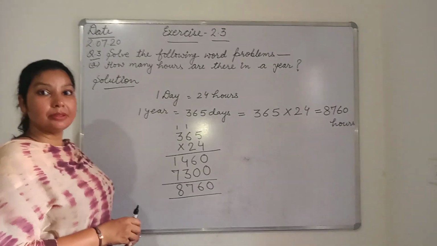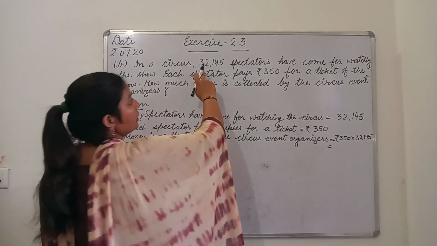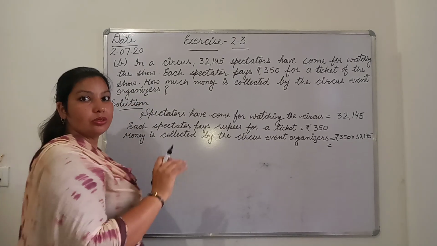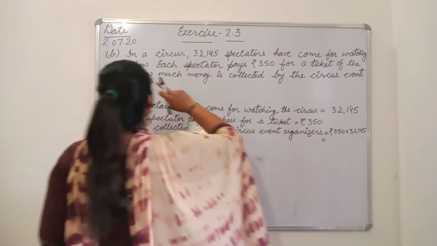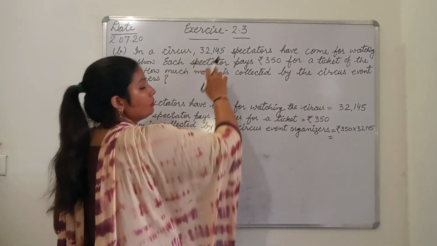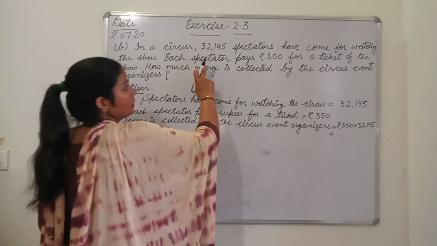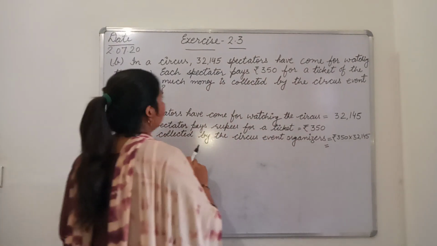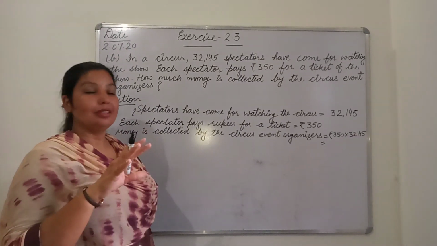Now we will do part B. In a circus, 32,145 spectators have come for watching the show. Spectators means people who come for watching the show. Each spectator pays rupees 354 for a ticket to the show. That means for one ticket. They will not sit without a ticket.